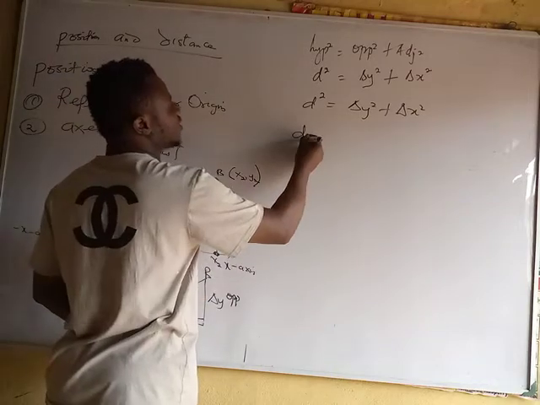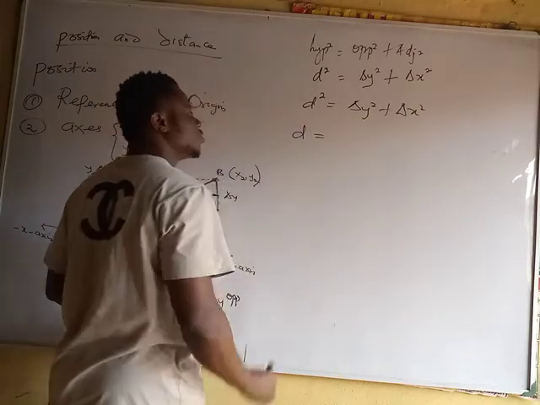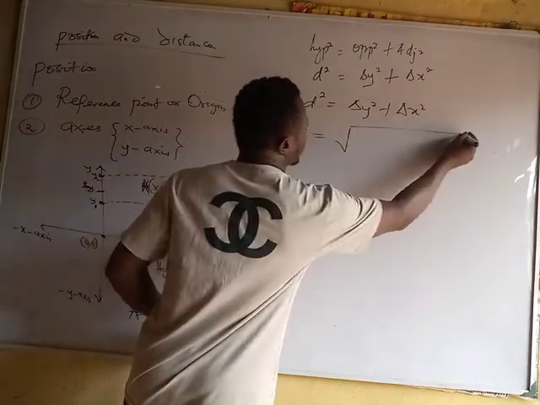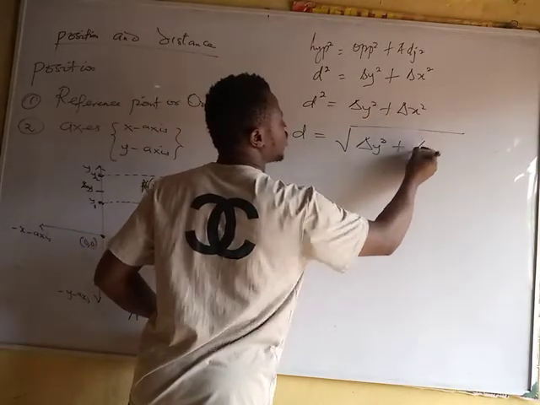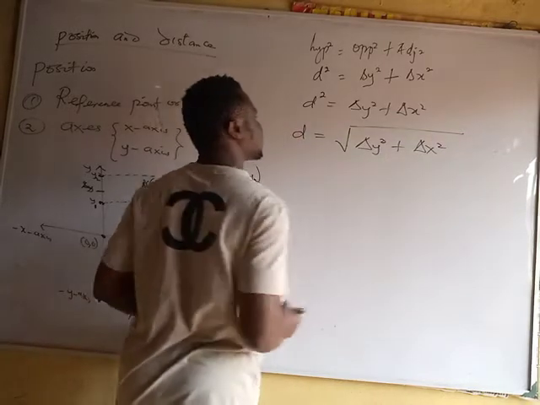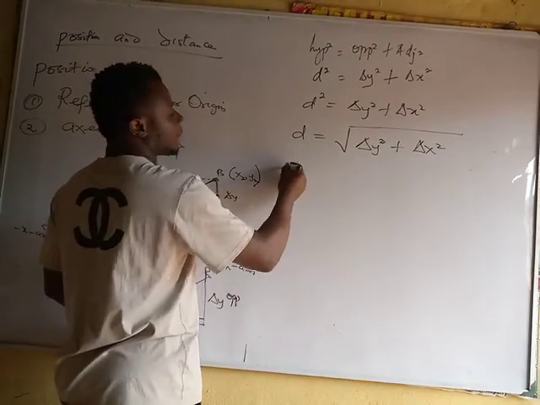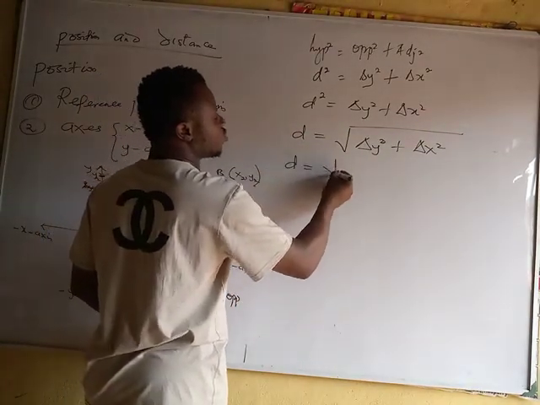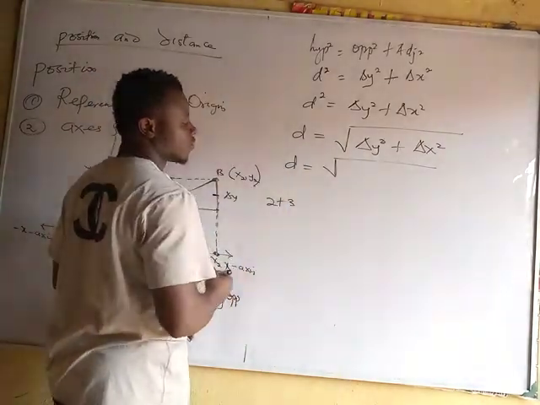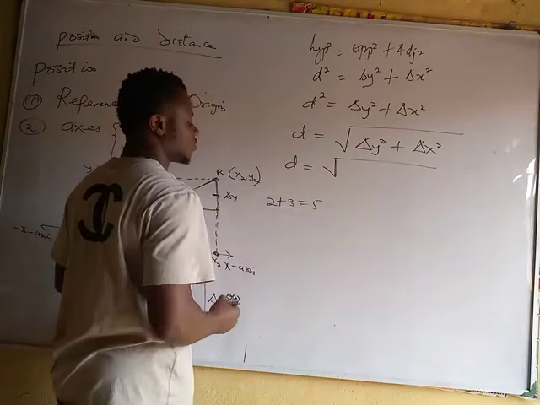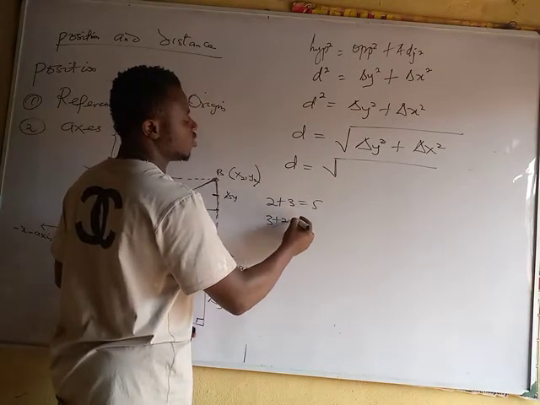Now, how can I get the distance? The distance is equal to the square root of change in Y square plus change in X square. Now, our d is equal to the square root of, because 2 plus 3 is equal to 5, and 3 plus 2 is equal to 5.